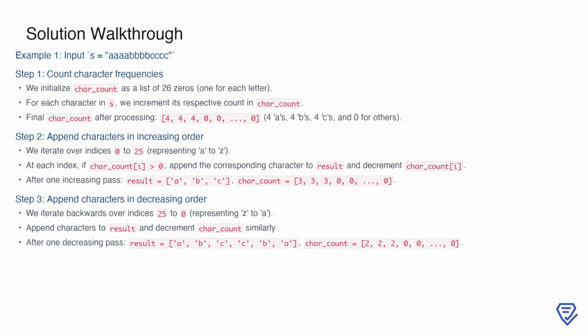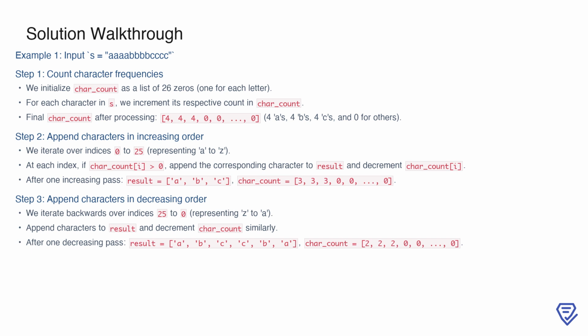To solve this problem, we start with the example input s equals aaaabbbbcccc. The first step is to count the frequency of each character in the string. We create a list, char_count, with 26 zeros, each representing a letter from A to Z. Then, for every character in the string, we increment its corresponding count in this list. After processing the input, the char_count array becomes 4, 4, 4, 0, 0, 0, indicating there are 4 A's, 4 B's, and 4 C's, while all other letters have a count of 0.